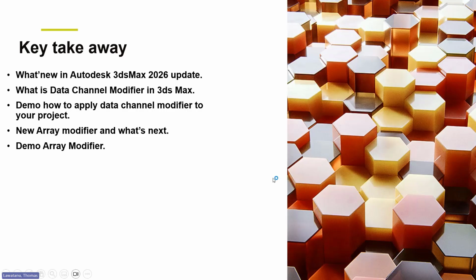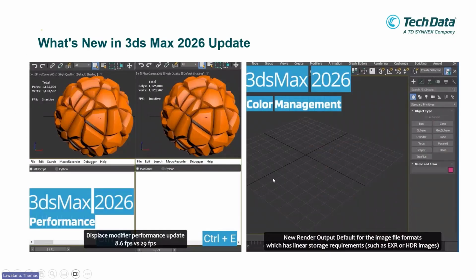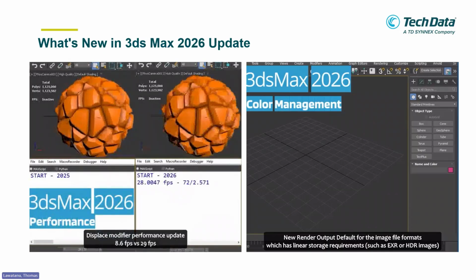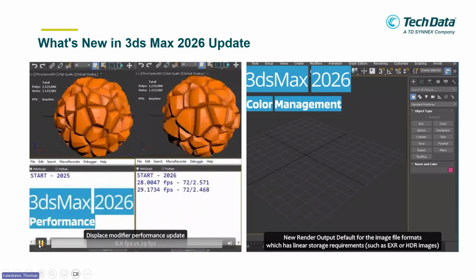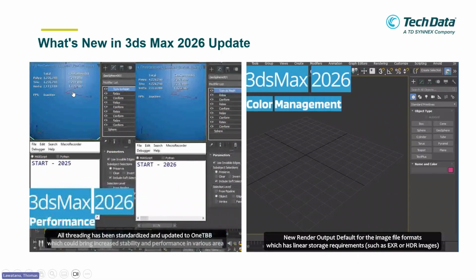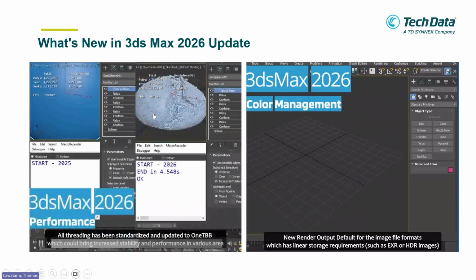Okay, so we go to the first topic: what's new in 3ds Max 2026 update. Here we can see the performance. This was taken from the previous version, 2024 or 2020, showing the performance gain between 2025 and 2026. When you see my screen right now, it is a bit faster in 2026.